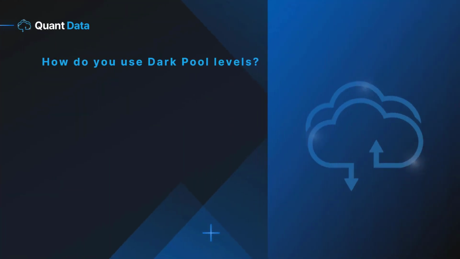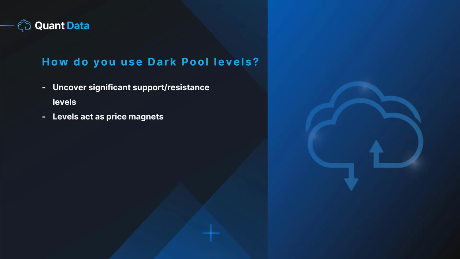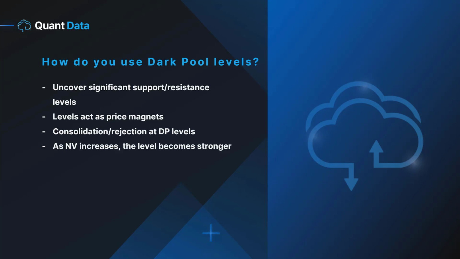So let's get right into how you use these dark pool levels. The primary purpose of utilizing dark pool levels is to uncover significant institutional support and resistance levels. The larger the level for a particular ticker, the more likely that the specific price level will act like a magnet once that level is reached. The price action may consolidate or reject at that strong dark pool level. On the flip side, any large level below the stock's current price acts as a support when the stock changes direction. As the notional value of a particular price level increases, the stronger that level becomes.